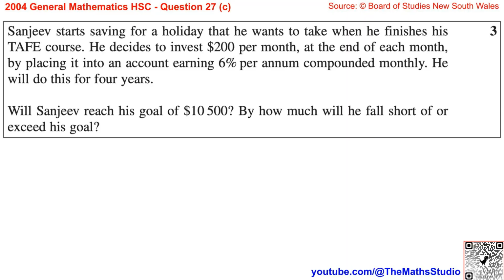Question 27, Part C. Sanjeev starts saving for a holiday that he wants to take when he finishes his TAFE course. He decides to invest $200 per month at the end of each month by placing it into an account earning 6% per annum compounded monthly. He will do this for 4 years. Will Sanjeev reach his goal of $10,500? By how much will he fall short of or exceed his goal?